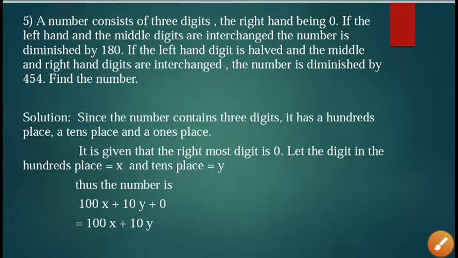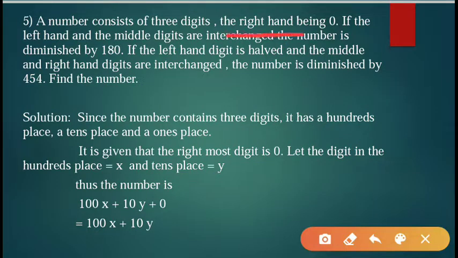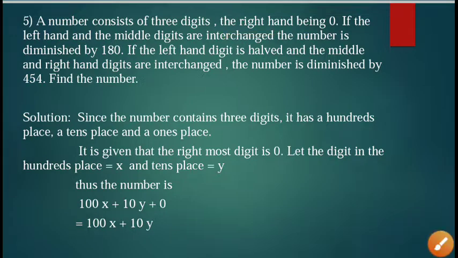Okay, the right hand being 0, right hand means the unit digit or the ones is 0. If the left hand and the middle digits are interchanged, left hand and middle means 100 and tens digits are interchanged, the number is diminished. Diminished means it is decreased by 180. If the left hand digit is halved and the middle and right hand digits are interchanged, the number is diminished by 454. Find the number.